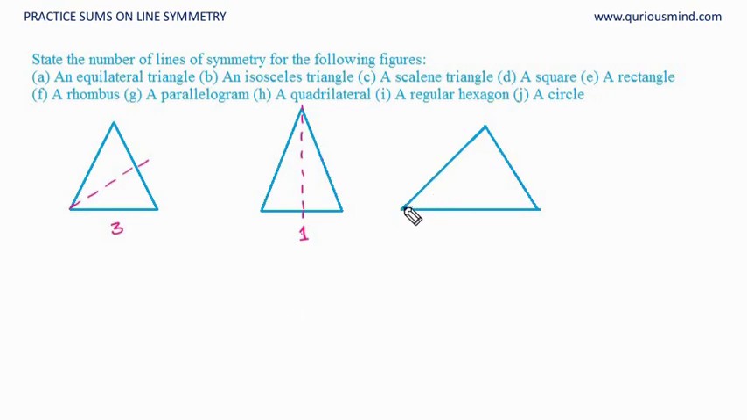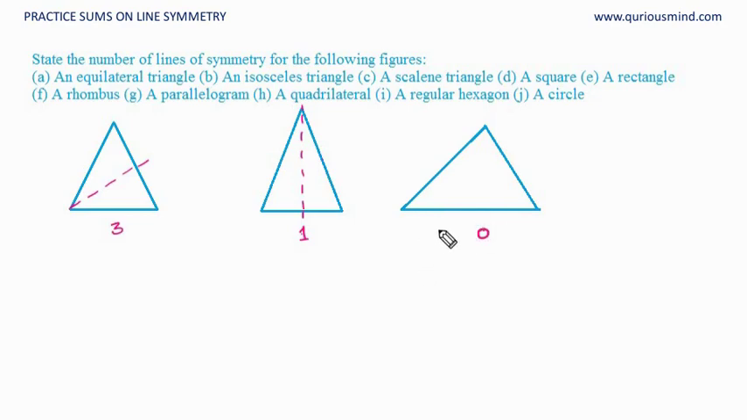For a scalene triangle, all the sides are of different measure. So if I draw from this vertex a line which passes through the center of the opposite side, it won't be symmetric because this side and this side are not equal. They will not overlap. They will never overlap. And so we have zero lines of symmetry for a scalene triangle.